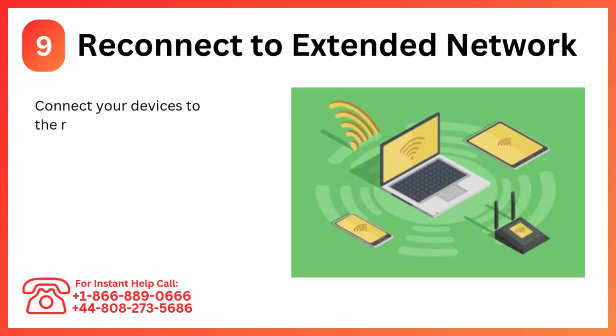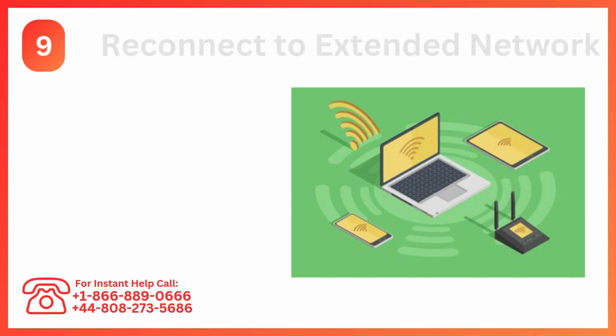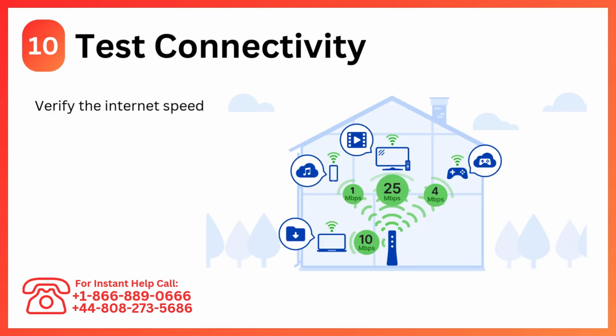Step 9. Reconnect to extended network. Connect your devices to the repeater's new network, e.g., your Wi-Fi XT. Step 10. Test connectivity. Verify the internet speed and coverage in the extended area.